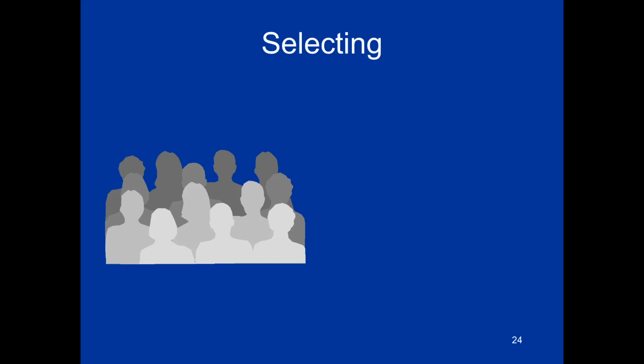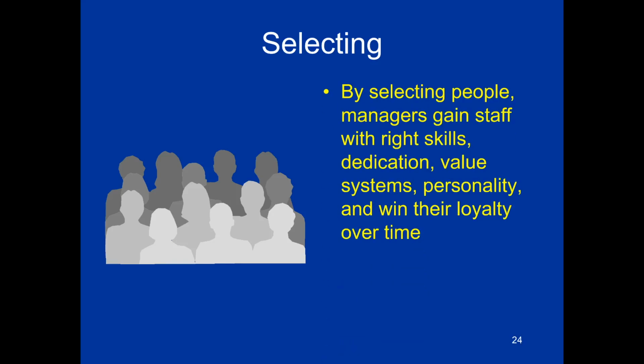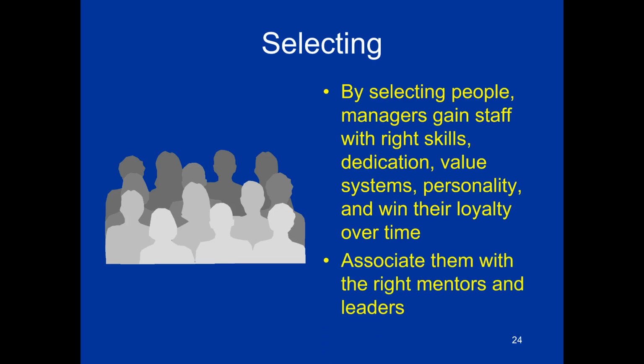The next leading activity is selecting people. By selecting people, managers must gain staff with the right skills, dedication, value systems, and personality, and win their loyalty over time. Once they are selected, they should be associated with the right mentors and leaders.